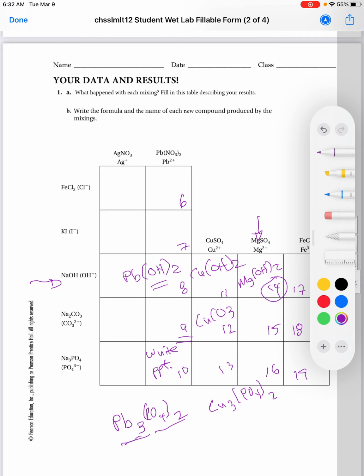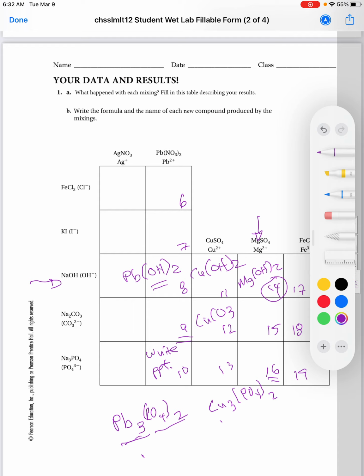Number 15 is a white precipitate. It's magnesium carbonate, and it would be MgCO3. And the last one is magnesium phosphate. Again, it would be Mg2, and then parenthetically PO4, just like the copper and the lead, because you have a +2 cation and a -3 polyatomic anion with the phosphate. So magnesium phosphate, you don't need the Roman numeral though, and it's Mg3PO4 parenthetically, or grouped together, 2.